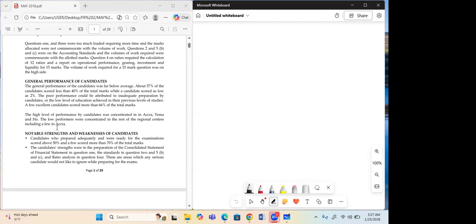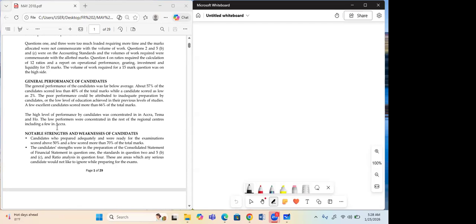He says that the poor performance could be attributed to inadequate preparation by candidates or the low level of education achieved in their previous level of studies. A few excellent candidates scored more than 66% of the total marks. So you see, you sat in the exam hall with some colleagues. At the end of the day, they ended up scoring more than 66%. The high level of performance by candidates was concentrated in Accra, Tema and Ho. Of course, that is where they always pass, Accra, Tema and Ho. The low performers were centered in the rest of the regional centers, including a few in Accra.